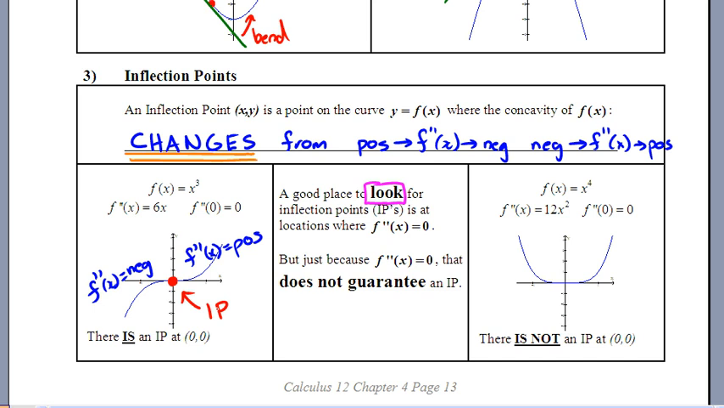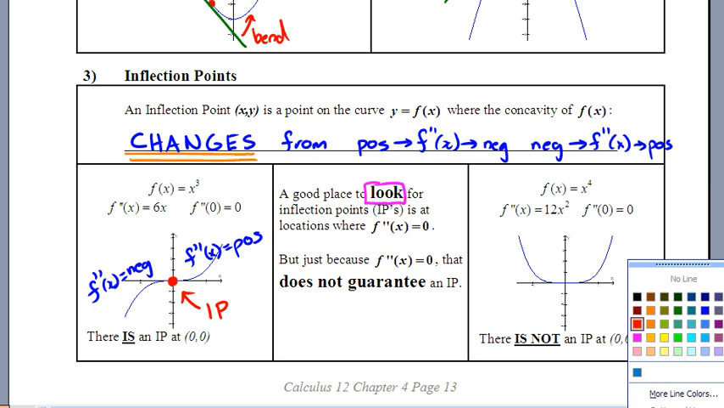But don't think that just because the second derivative was 0 that we knew we were going to have an inflection point. I know that worked for critical points with the first derivative. As soon as the first derivative was 0, you'd say, oh yeah, that's a critical point. But that's not quite good enough for the second derivative with inflection points.